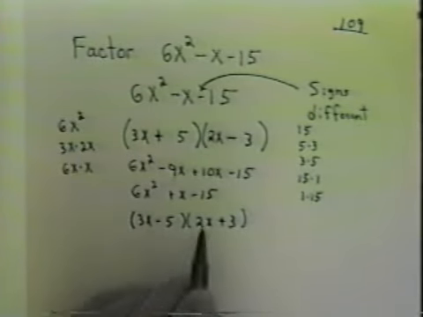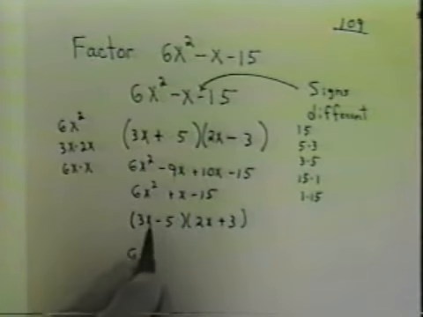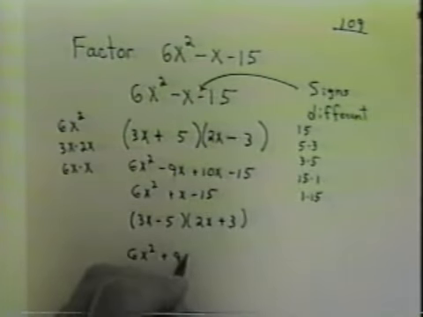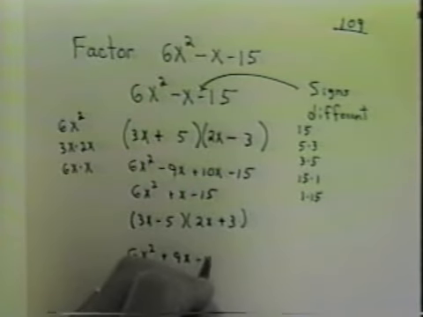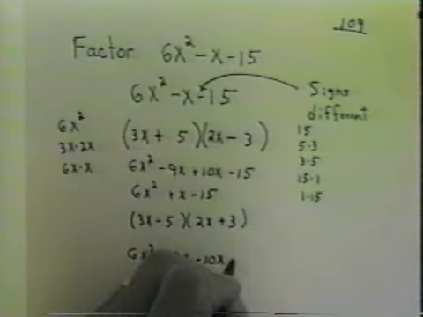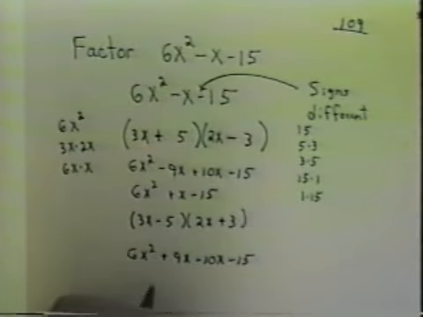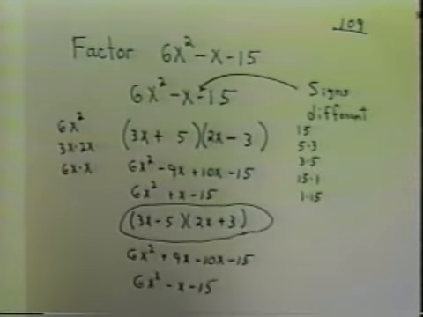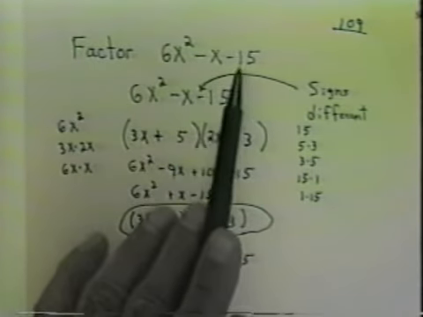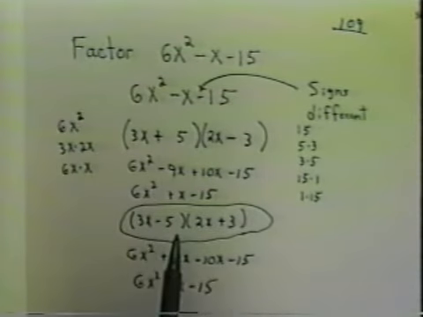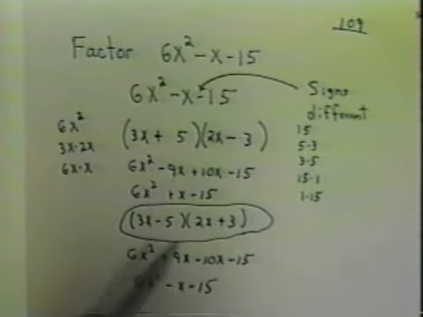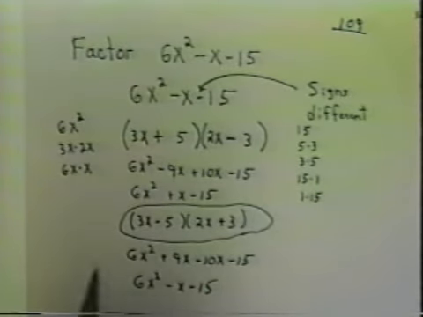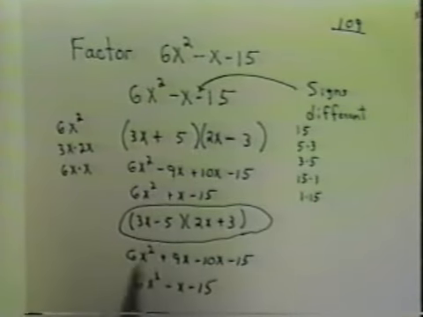So checking, 3x times 2x, 6x squared. 3x times a positive 3 is 9x. Negative 5 times 2x is negative 10x. Negative 5 times a positive 3 is a negative 15. So I get 6x squared minus x minus 15. So therefore, I circle my answer. 6x squared minus x minus 15 can be factored into 3x minus 5 times 2x plus 3. Now always be sure to circle the answer. Some people get carried away and circle the check. Always circle the answer.